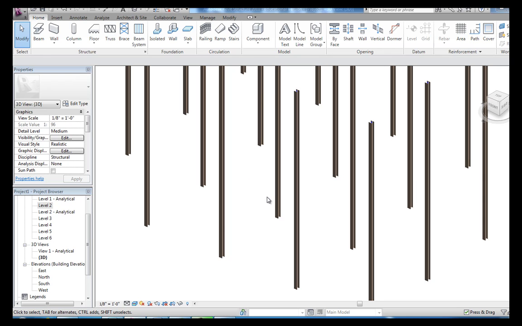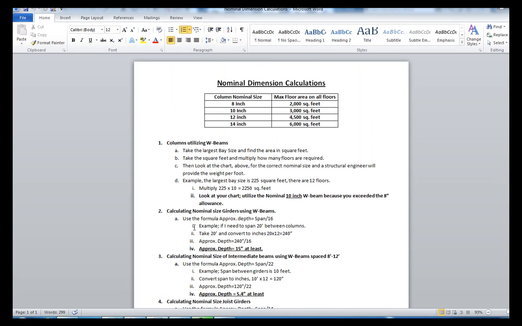Let's go in and figure out our next little number 2, calculating girders. Girders are your main support, and they're what your intermediate beams will attach to. So first thing we're going to do is we're going to calculate the girder size using W beams. First thing we need is to use the formula. The formula is depth, which is the nominal size depth of your W beam, equals span divided by 16.